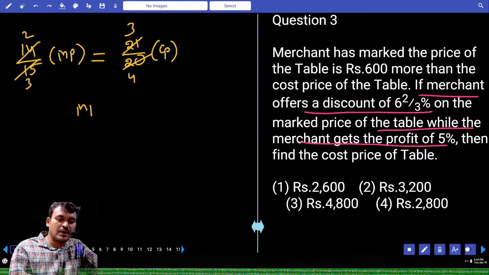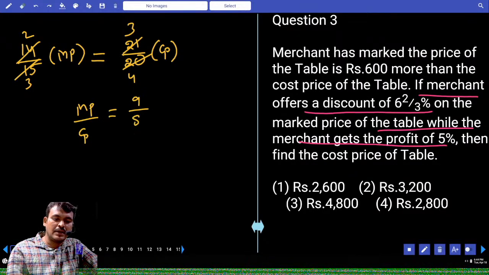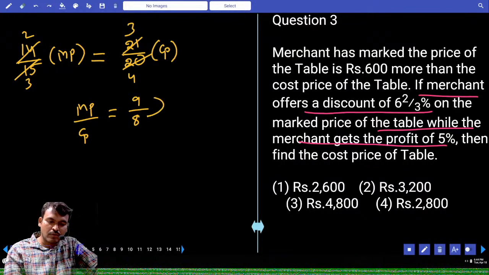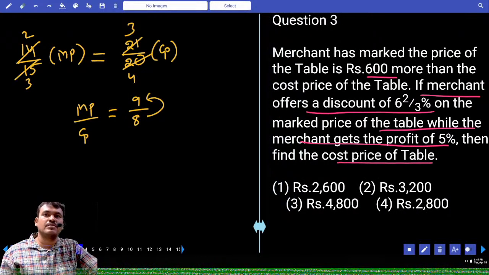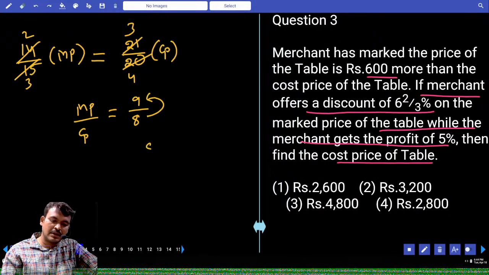Then marked price to cost price equals which ratio? 9/8, or not? How many parts are more? 1 part. What is the value of 1 part? 600. But we required the cost price, or not? How many parts do we need? 8 parts. Then the answer is 8 into 600.